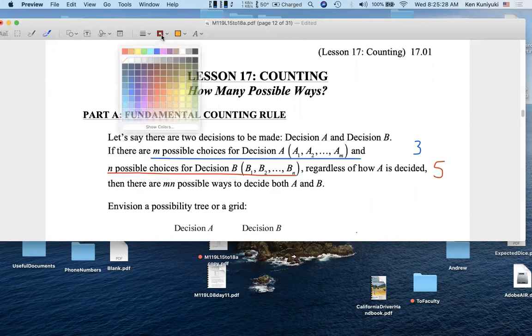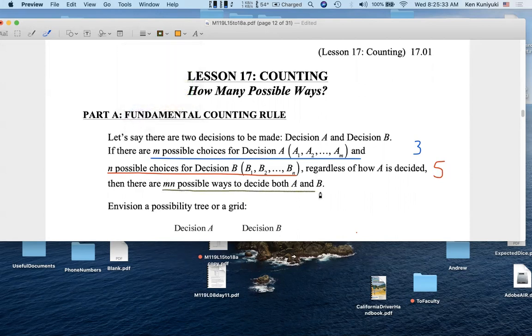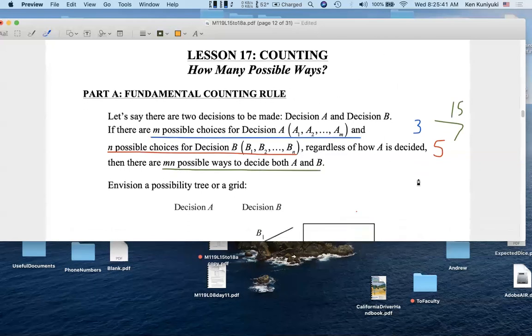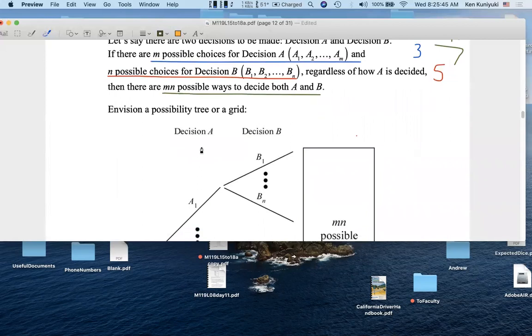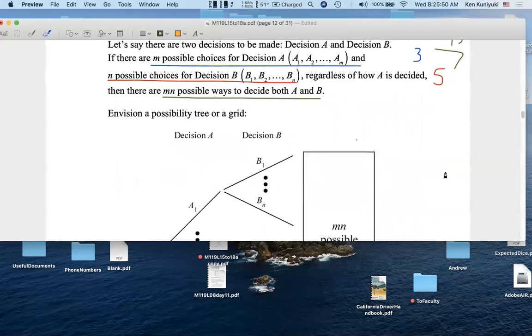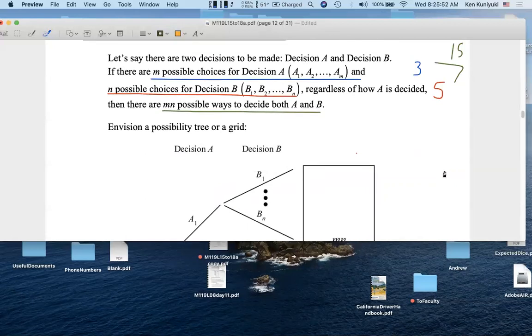Then there are m times n possible ways to decide both A and B. You have a total of 3 times 5, or 15, possible ways to choose a shirt color and a hat color. If you have more than 2 decisions to make, then you just multiply the corresponding numbers of choices. Now, it could be you who's making the decision, or it could be fate.